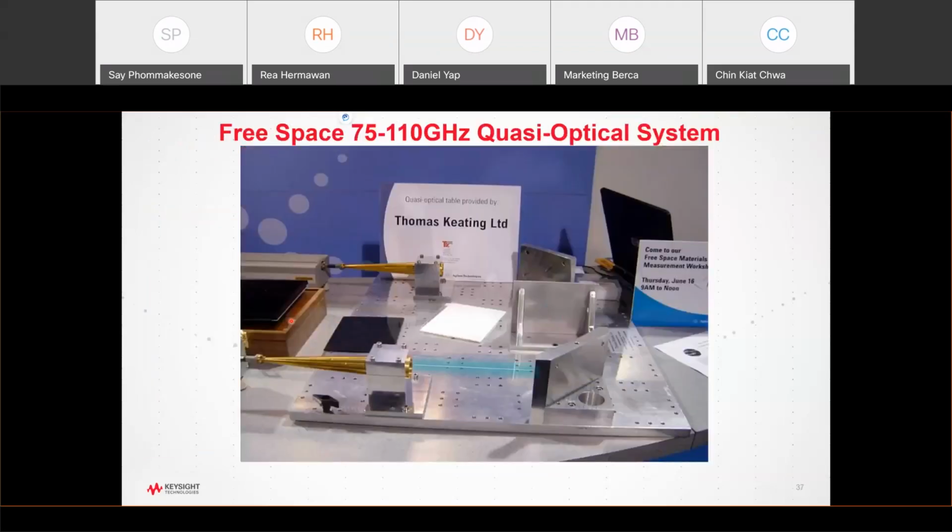So this is the quasi-optical table, 75 to 110 gigahertz. So the same as the previous picture, basically the signal goes through this focus beam antenna, and then goes through the sample, in this case a metal plate, and draws the signal through here. The metal plate is also used for the calibration as well. So for calibration, there are two types, one tier and two tier calibration. And again, the software will walk you through.